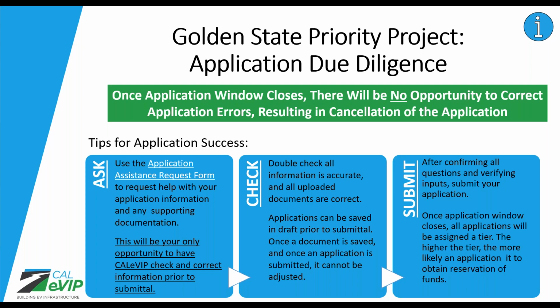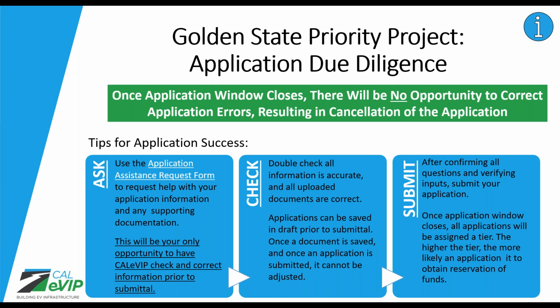To request help with your application information and any supporting documentation, any questions you may have, we have staff that can help out with that. And so this is your only opportunity to have our Cali VIP staff check incorrect information prior to your submittal. So if you're second-guessing something, make sure you're asking it before you submit.